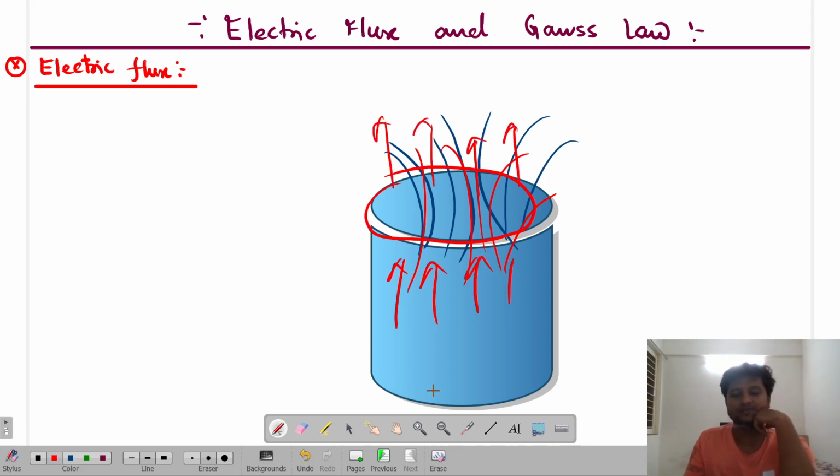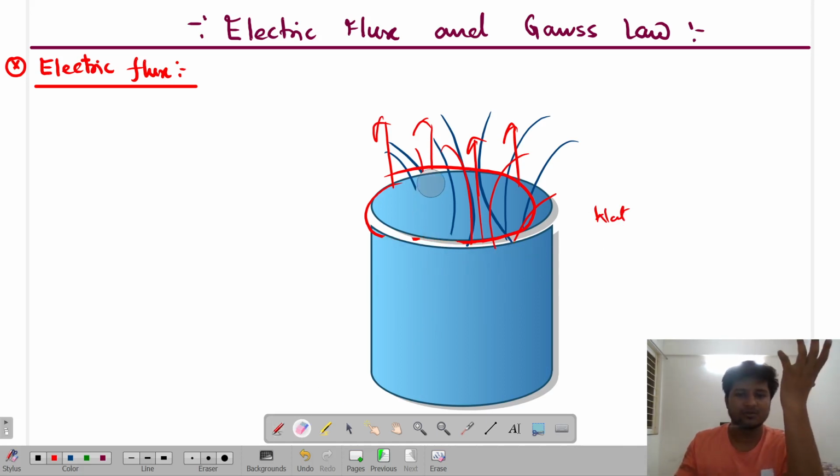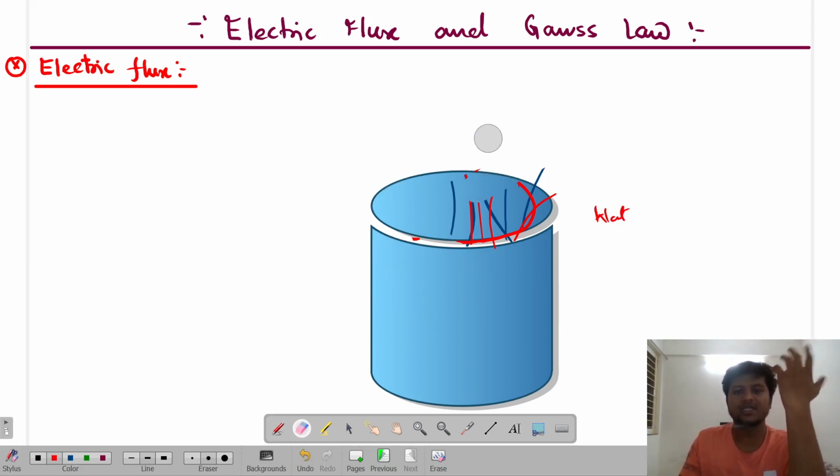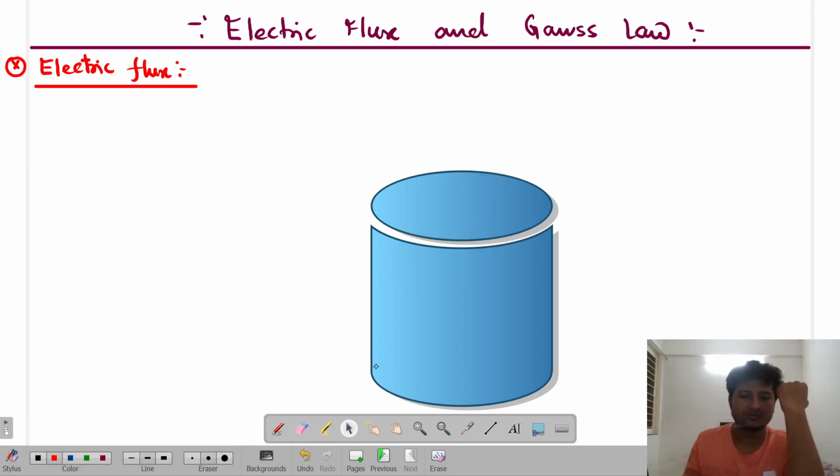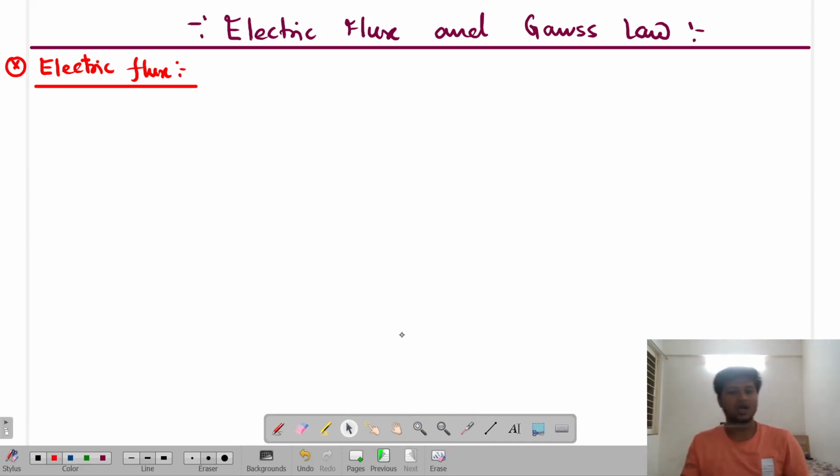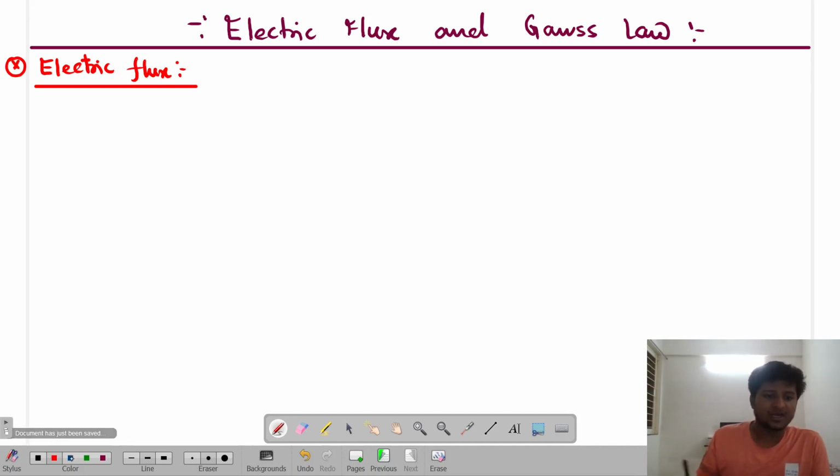Anything can be a flux. Like here, if water is emerging from inside to outside, we will call it water flux. If somewhere some electrons are coming out, we will call it electron flux. Are you able to get me or not? So flux means the amount of anything which comes out of a cross-sectional area. Are you able to get me or not? So here I am defining my electric flux.